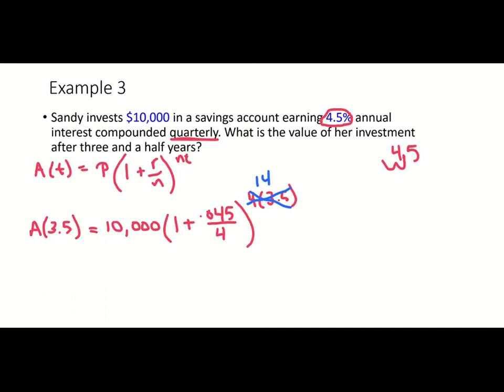And again, with these problems, you never want to round until you get to the very end. Sometimes you get a crazy decimal on your calculator. Keep it all. I happen to have, this time, 1.01125. So it's not too bad. But then I'm going to multiply that times the 10,000.